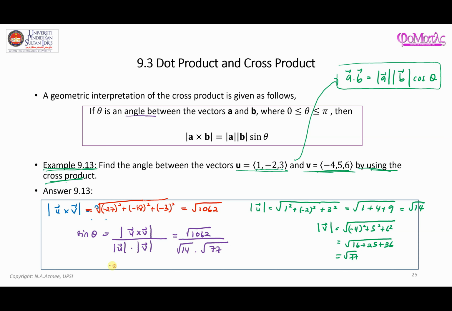Okay, so you can punch in your calculator. You will see that sin theta is about 0.992551, and therefore by taking the inverse sine, theta is about 83.0023 degrees, which is just equal to 83 degrees. Okay.